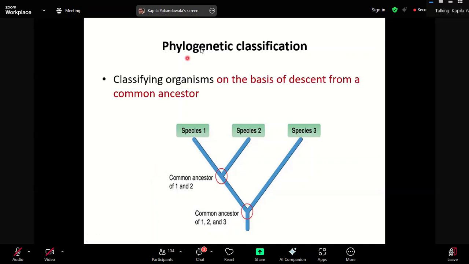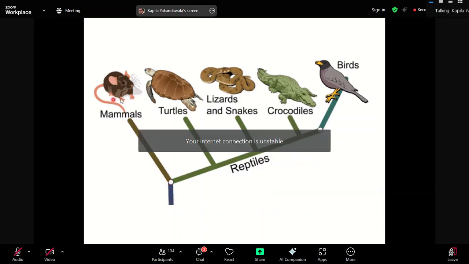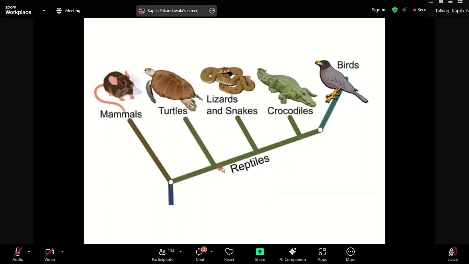In phylogenetic classification, here is another simple example. If you look at these animals, during the evolution of animals, mammals evolved separately: rats, human beings, elephants, monkeys. Then among reptiles, turtles separated first, then lizards and snakes, then crocodiles, then birds separated like this. So you can tell birds and crocodiles are more closely related than lizards and snakes. And these three are more closely related to turtles than to mammals. Those things can be recognized when we use phylogenetic classification.